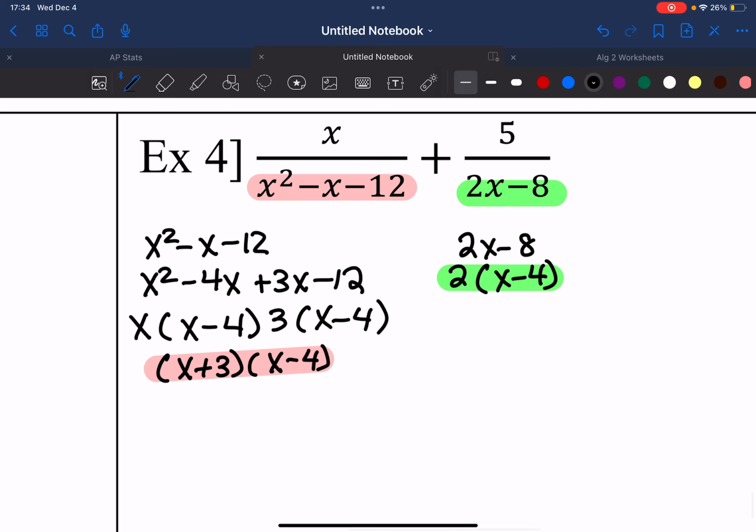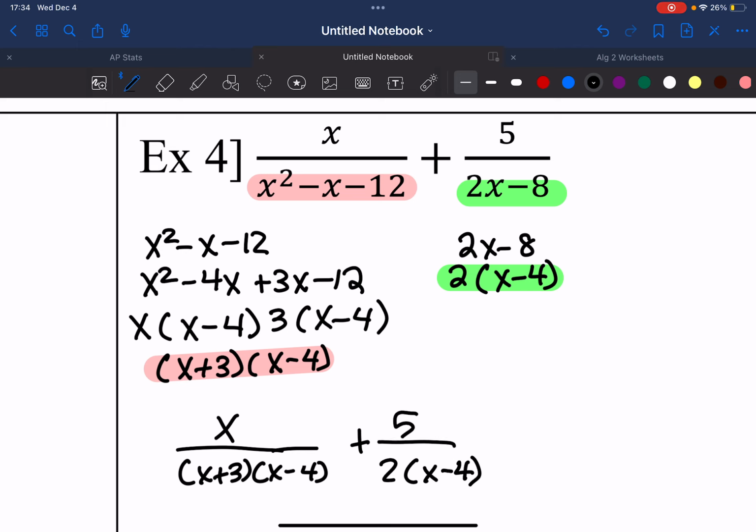So now I can rewrite this as x over x plus 3 times x minus 4 plus 5 over 2 times x minus 4. Notice they have x minus 4 in common. But in order for them to have common denominators, they have to look exactly the same. So notice that in the first fraction, this one has an x plus 3, which means this one should also have an x plus 3. So I'm going to multiply this second one by x plus 3. Okay.